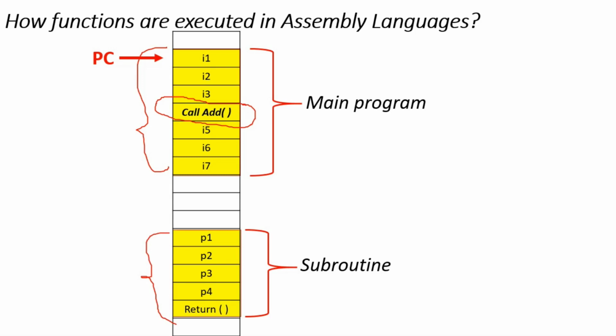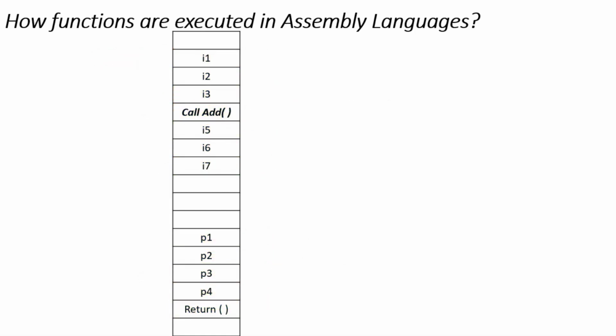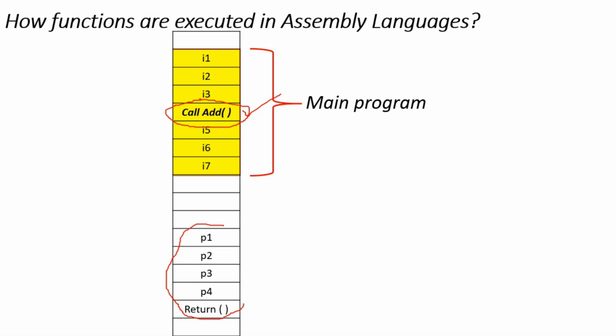Now let me explain how exactly this execution happens. Before explaining how functions are executed in assembly language, let us see some common terminologies we use during subroutine execution. This is my main program here and this is the subroutine memory. So in the main program I have written the call add instruction. This instruction informs the processor that it has to execute the add subroutine from this part of the memory. So this instruction is called function call.